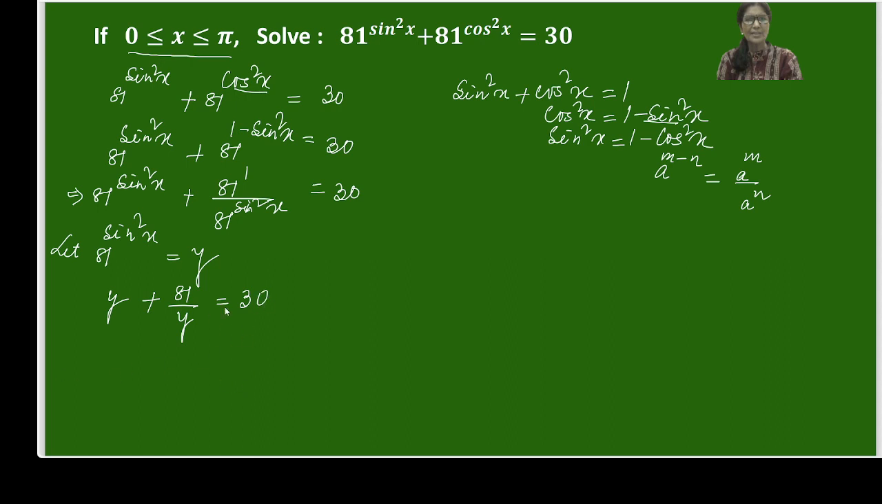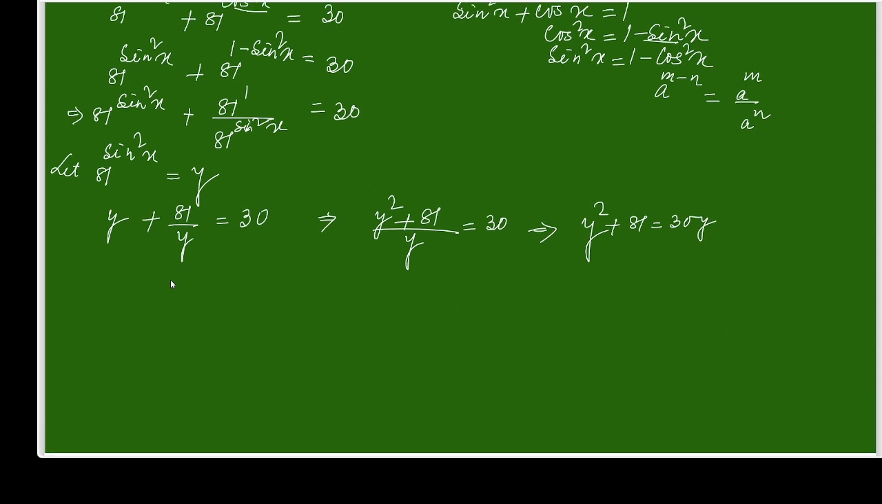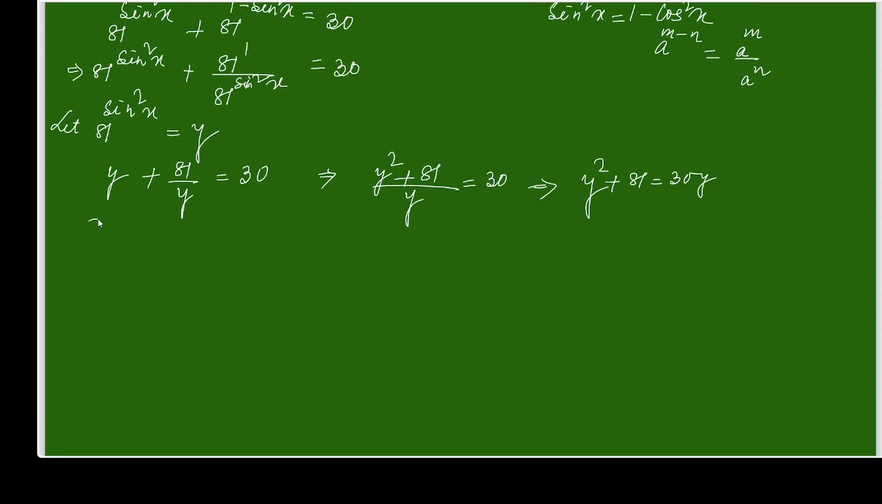Now it has come to a familiar shape. On simplifying, I'll get y square plus 81 over y is equal to 30. Again on cross multiplication, I am getting y square plus 81 is equal to 30y, or y square minus 30y plus 81 is equal to 0. So this is a quadratic equation. We can factorize or we can solve using the formula.